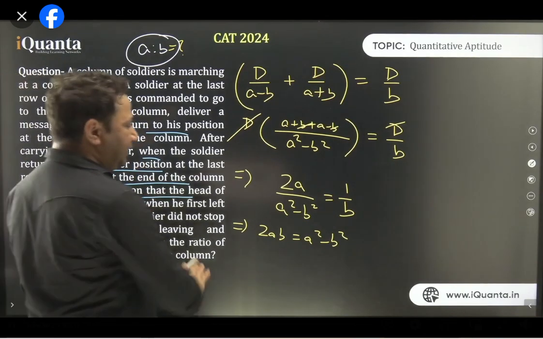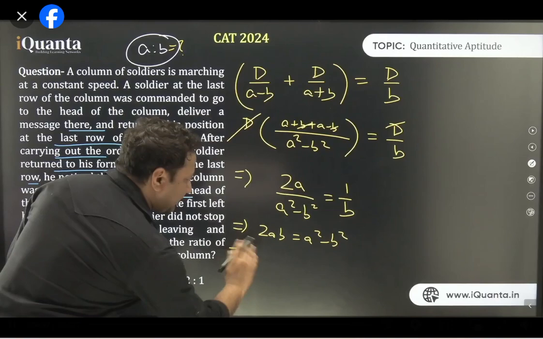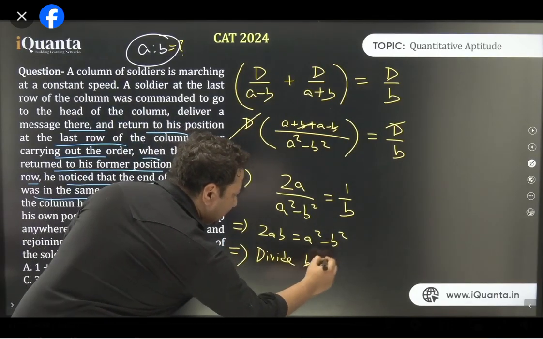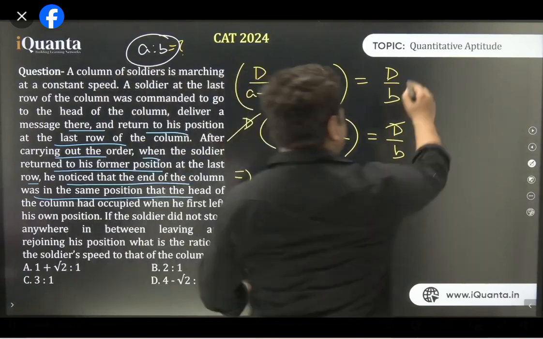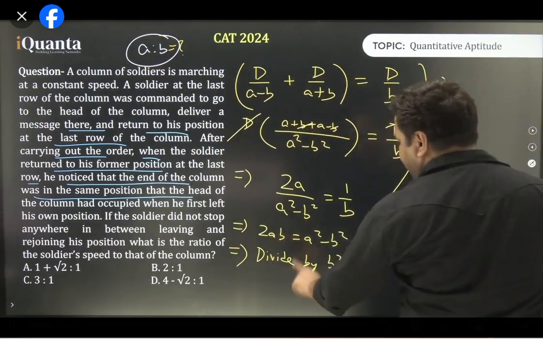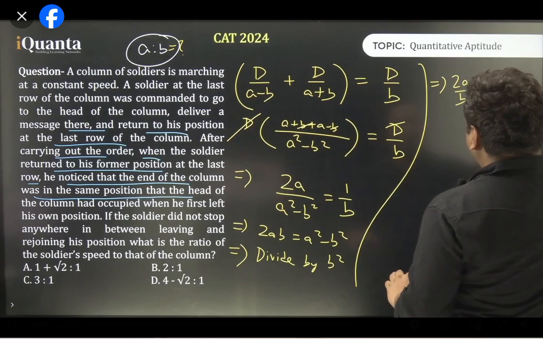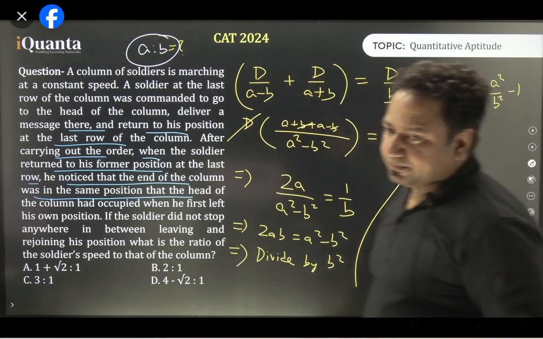A upon B. So in all of this, I can do one thing. First, let us arrange everything. I can divide this whole by B square. If I divide by B square everything, what do I get? 2AB upon B square will be 2A by B is equal to A square by B square minus 1. Is that clear?